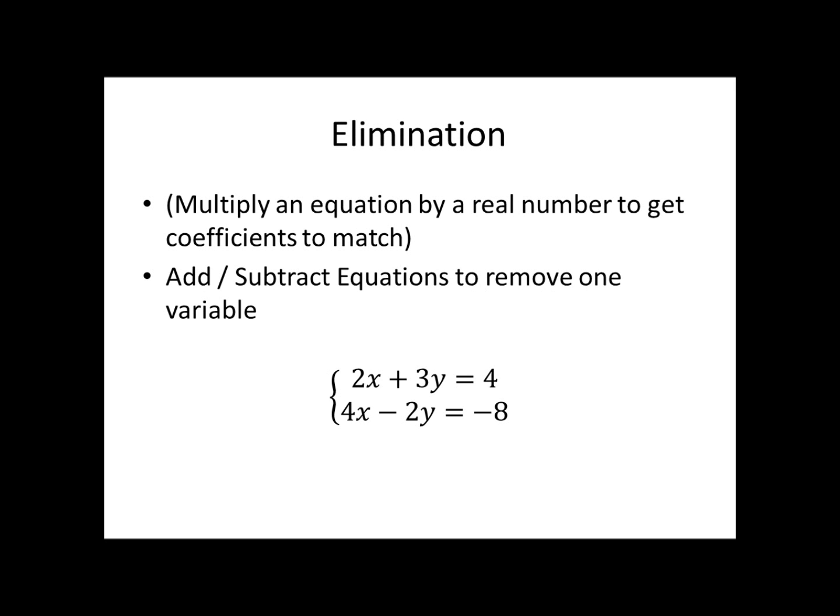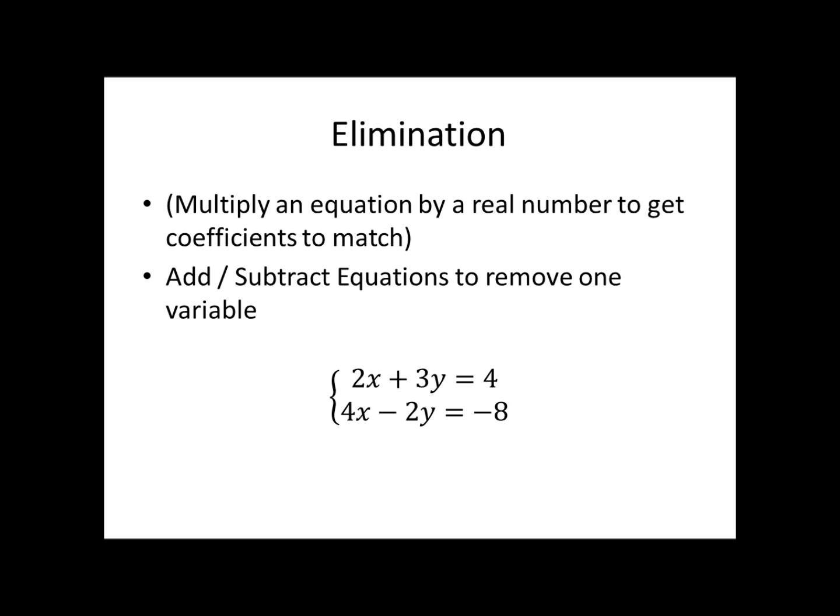Alright, let's talk about elimination. Now, in elimination, we want to multiply an equation by a real number. I'm going to multiply it by 2 or 3 or 4, something like that, to get coefficients to match. Now again, that first step might be done for us. Two coefficients might already match before we even get started. Then we just add or subtract entire equations to remove one variable. So the first thing I need to do with the elimination is decide which two numbers I can get to match.